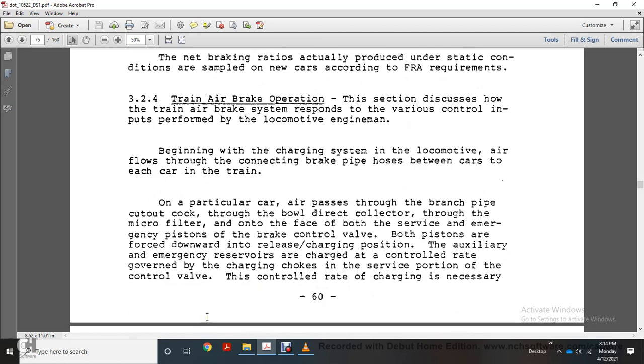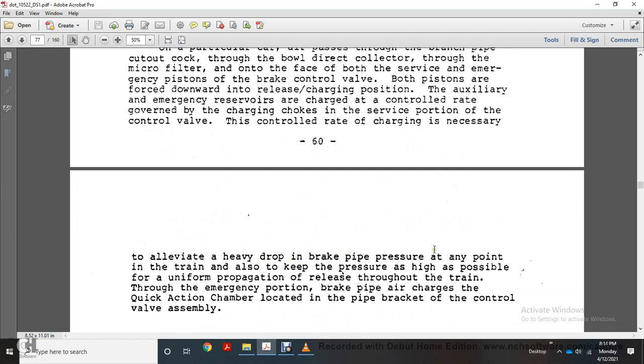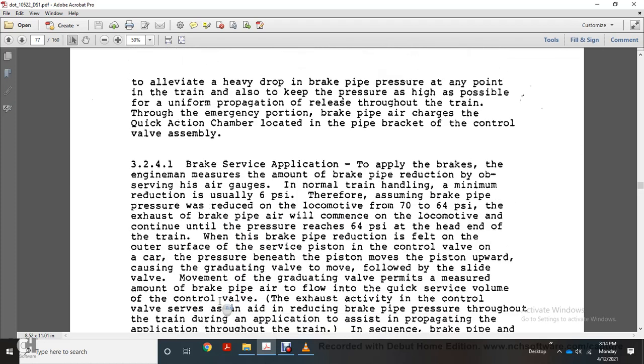On a particular car, the air passes through the branch pipe with the cutout cock, through the dirt collector and onto the face of the service and emergency position pistons of the brake control valve, forcing both pistons downward into the release and charging position. The auxiliary and emergency reservoirs are charged at a controlled rate governed by the charging choke in the service portion of the control valve. The controlled rate of charging is necessary to alleviate a heavy drop in the brake pipe pressure at any point in the train, and also to keep the pressure high and possible uniform propagation of the release throughout the train. Through the emergency portion, brake pipe air charges the quick action chamber located in the pipe bracket of the control valve assembly.